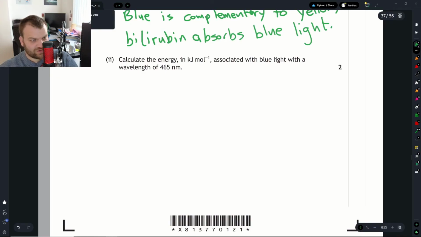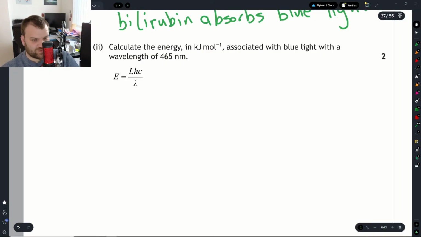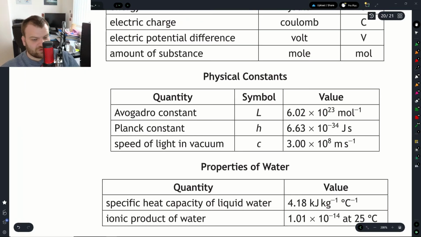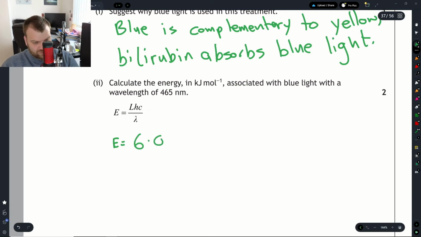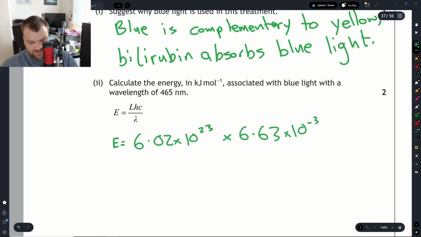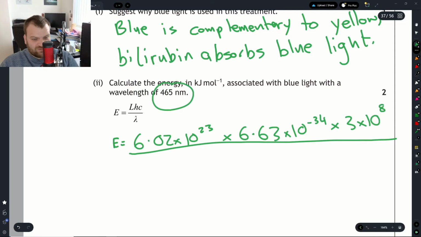Here we've got a calculate energy question. This question, because we're wanting it in kilojoules per mole, we're going to use E equals LhC over lambda. E is what we're looking for. We can find these constants on page 20 of the data booklet. So for Avogadro's constant, 6.02 times 10 to the power of 23 times Planck's constant, which is 6.63 times 10 to the minus 34 times C, which is 3 times 10 to the power of 8. That's going to be all over. We want our wavelength in meters to use it in here, which would be 4.465 times 10 to the minus 9 meters.